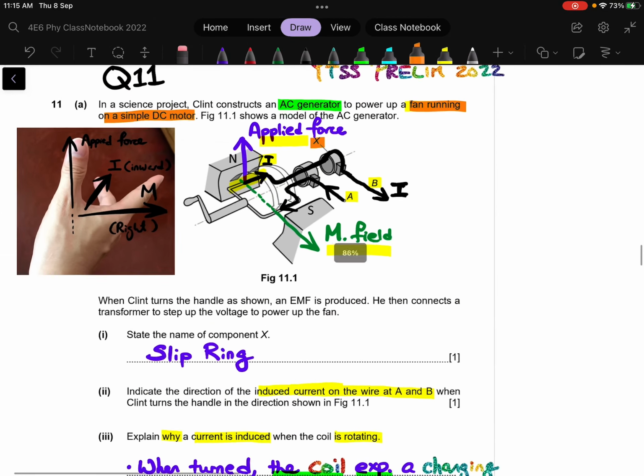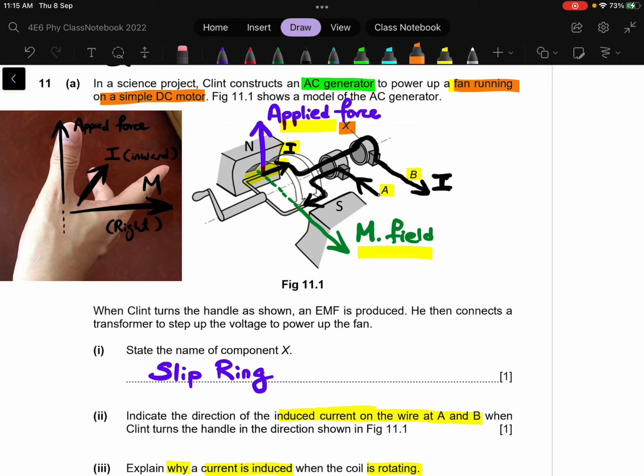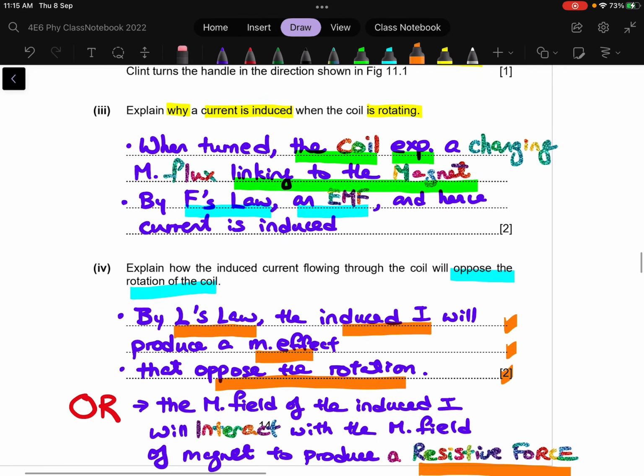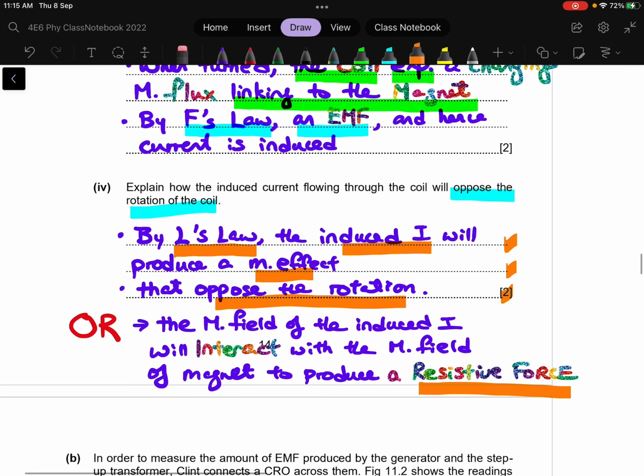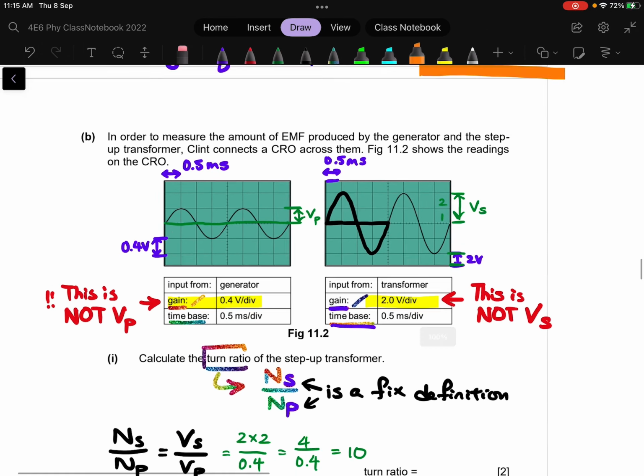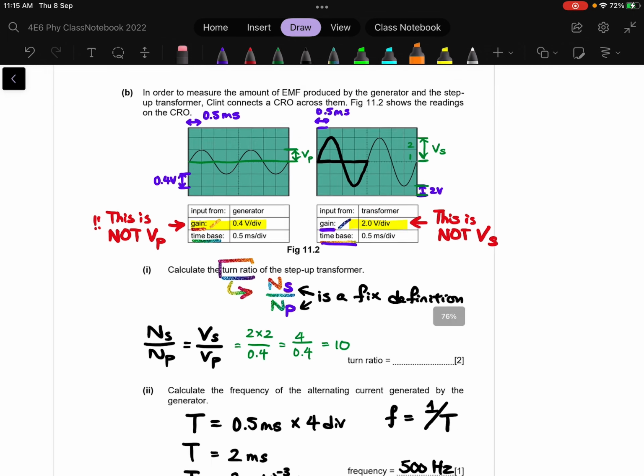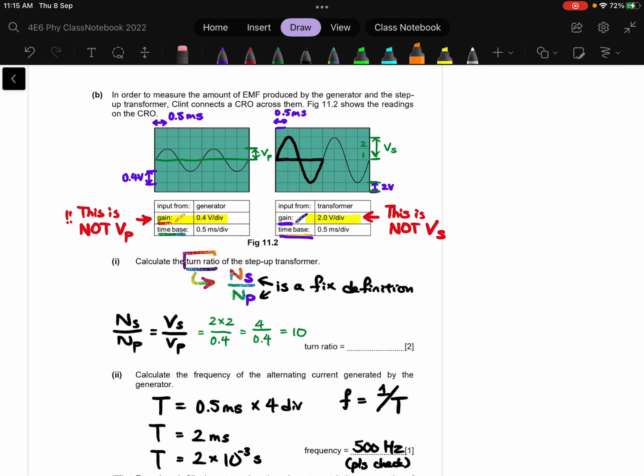So in this question, I hope what you gather is how to properly use your Fleming's right hand rule, how to properly explain why a current is induced when a conductor is rotated, how an opposing resistive force is generated by the induced current formed by Faraday's law, and how to read a CRO. Yep, that's all. If you have any further questions, do approach me very quickly before you graduate.